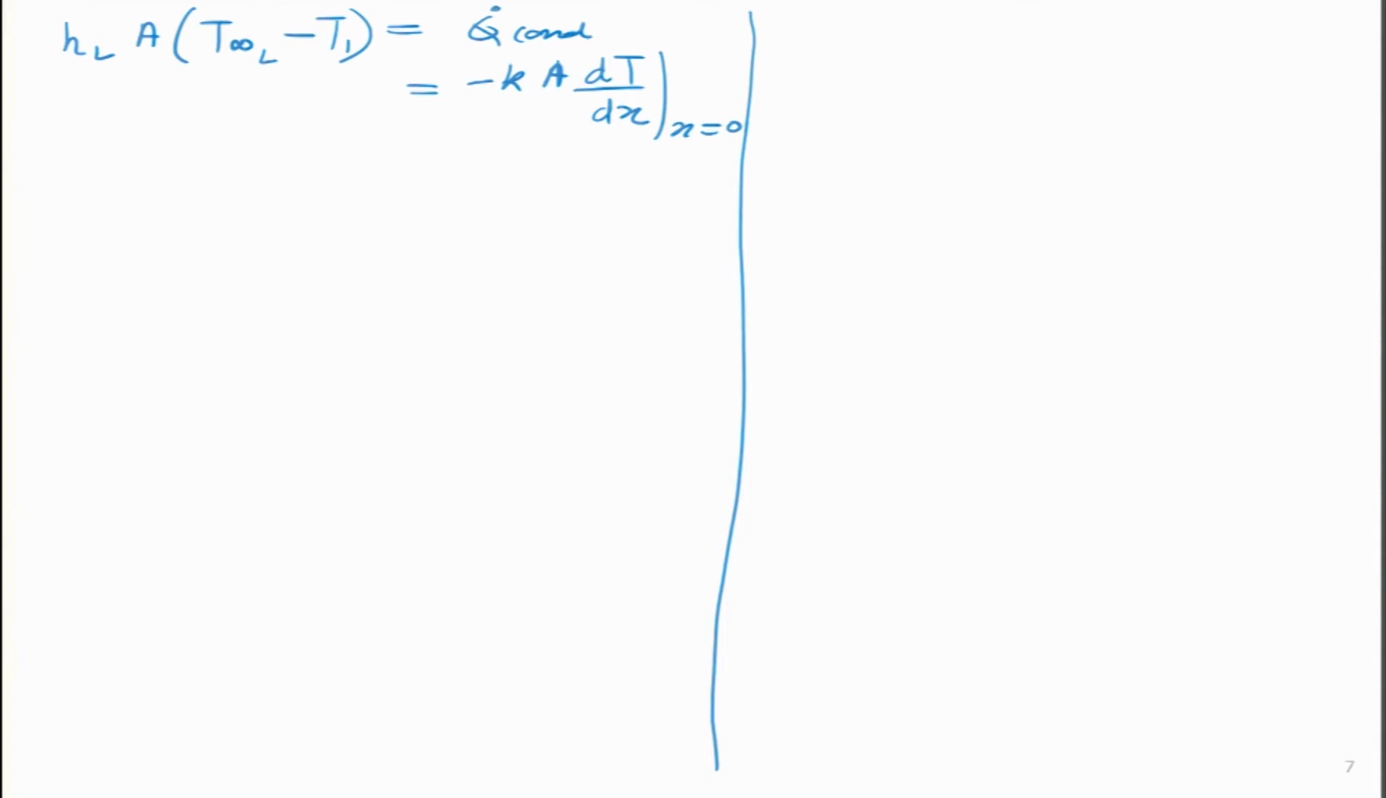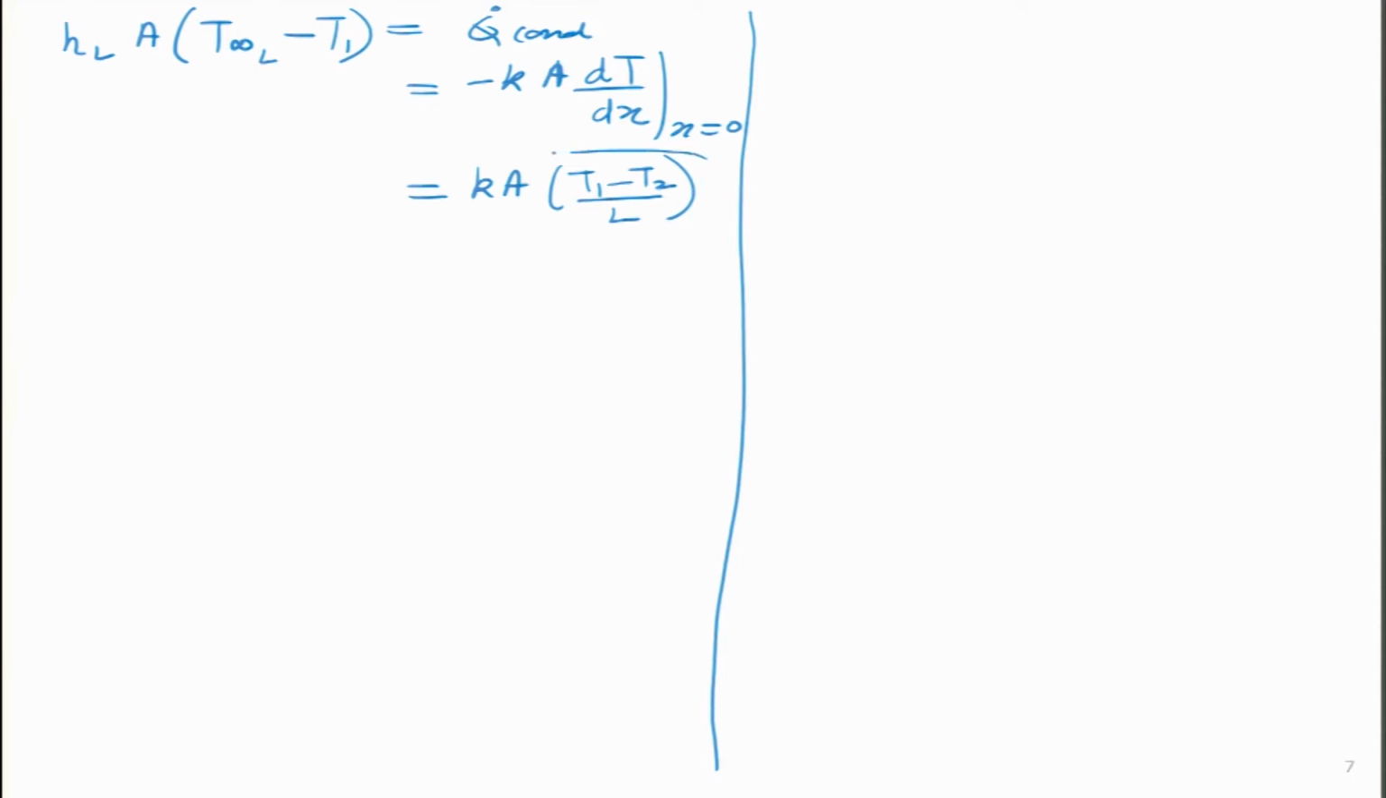Convection on the left side we have already written is HL area T infinity L minus T1. T1 was the wall temperature on the left side, and this I am equating equal to Q dot conduction, which I have written is minus K A dT dx at x equals to 0. In our example on the previous case, this conduction was taking place without any heat generation. So, it is a linear slope. So, we can directly write it as a very simple expression, that it is simply T1 minus T2 divided by L.